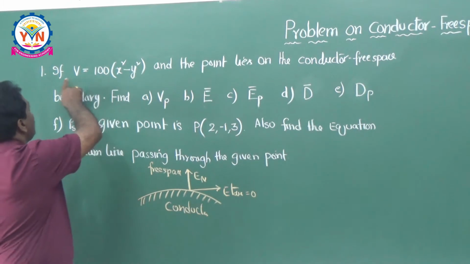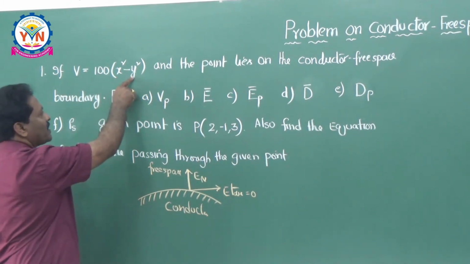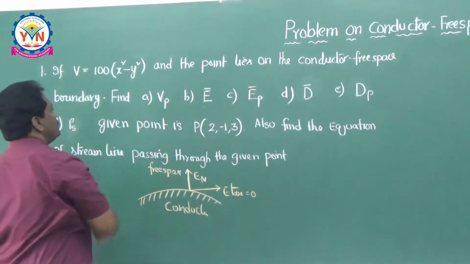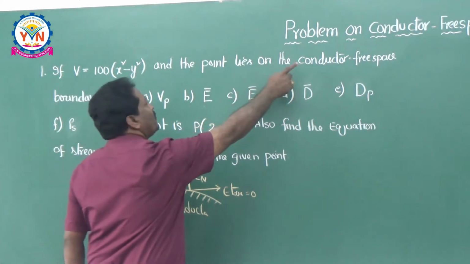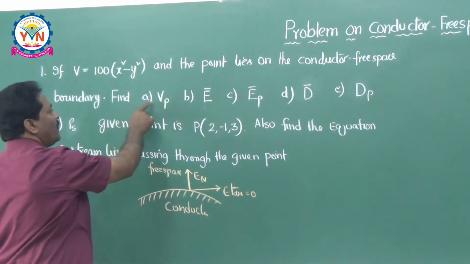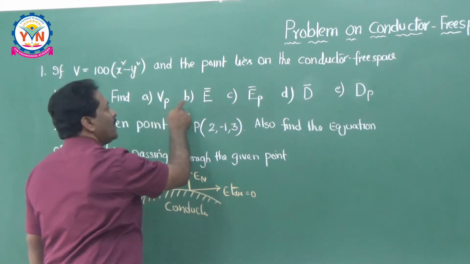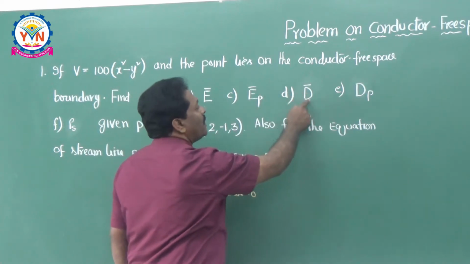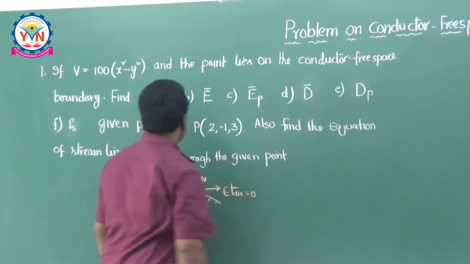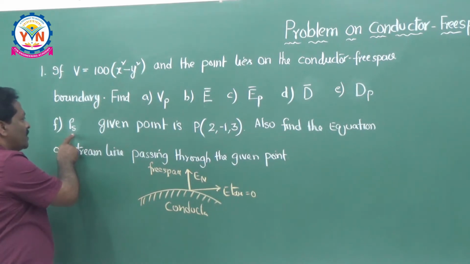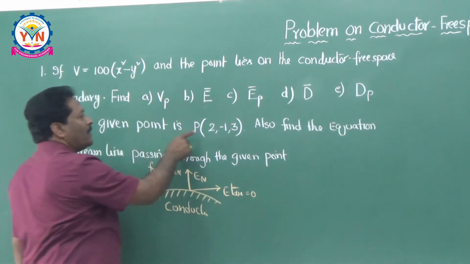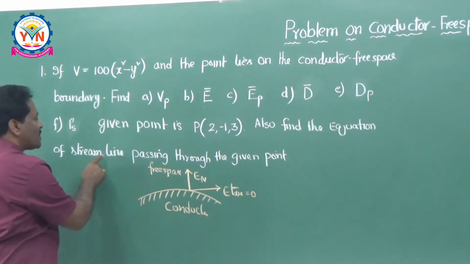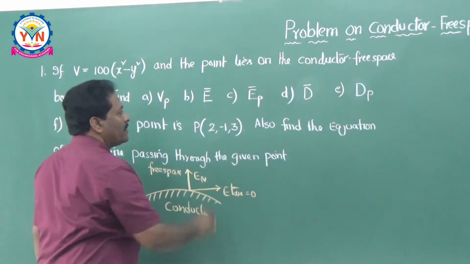See this problem. If V is equal to 100 into x square minus y square volts and the point lies on the conductor to free space boundary, find Vp, the potential at the given point, E bar, the electric field intensity at the point P, Ep bar, and D bar, as well as D P, and the charge density rho at the given point P of 2, minus 1, 3. Also find the equation of the streamline passing through the given point.